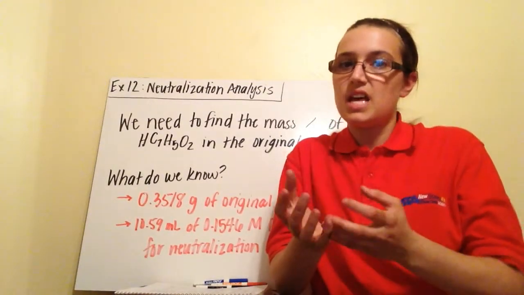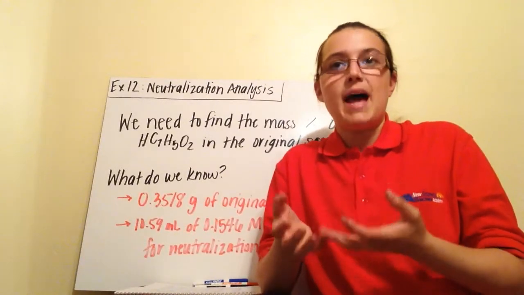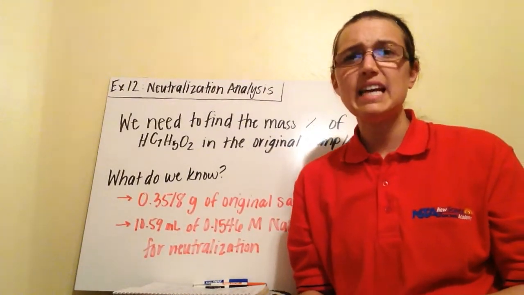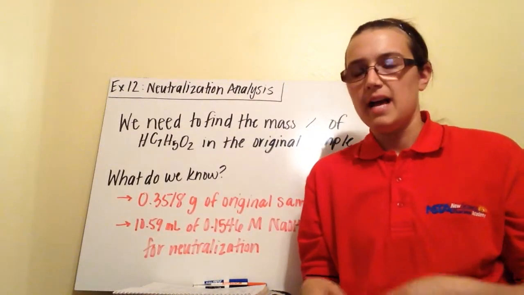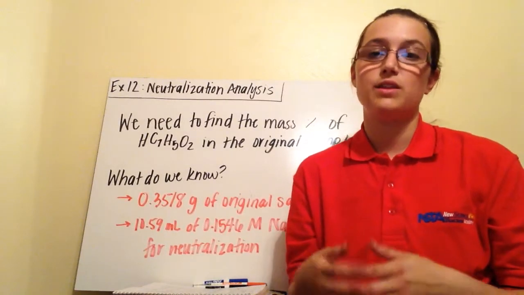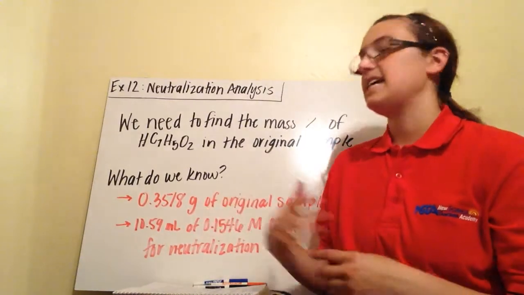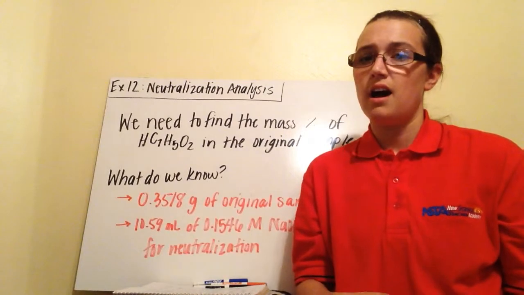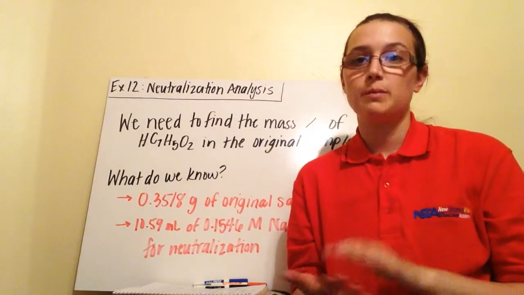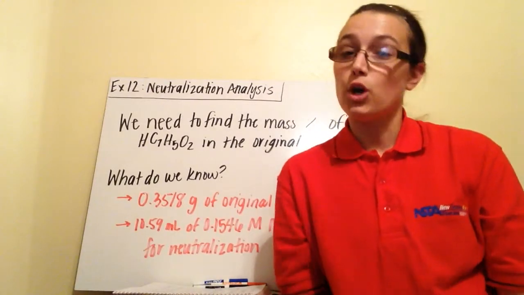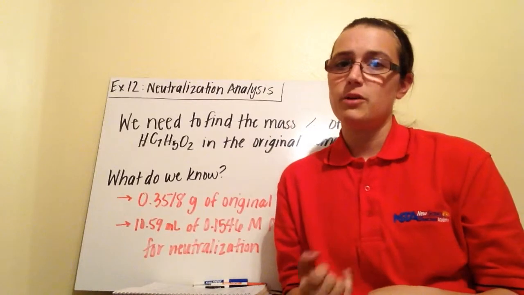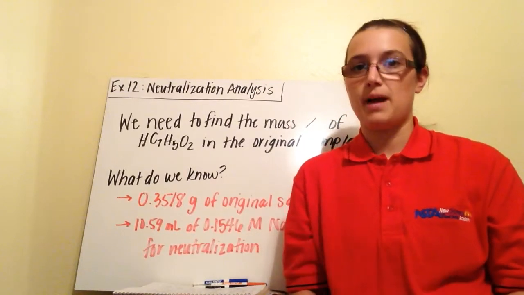So this waste that you analyze has a mass of 0.3518 grams, and you mix it with water, and the solution that you get when you mix it with water is neutralized with sodium hydroxide, and it takes 10.59 milliliters of a 0.1546 molar solution to completely neutralize the sample. What you have to do is calculate the mass percent of benzoic acid in the waste from that process.